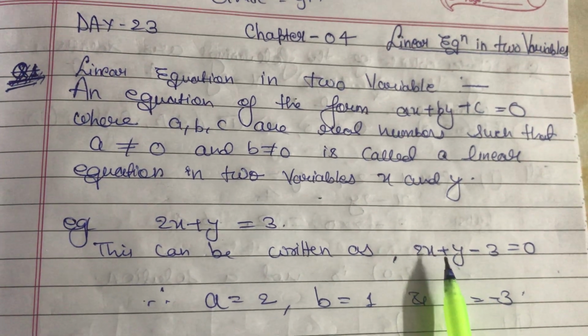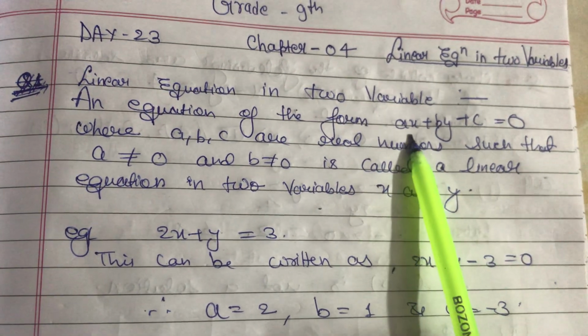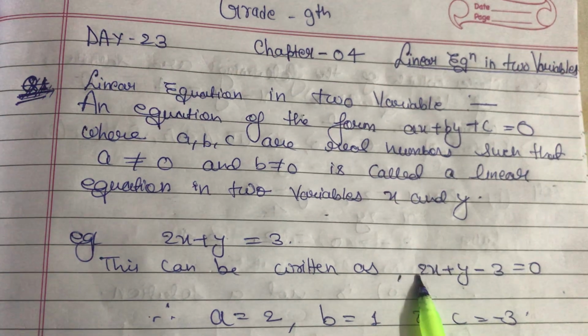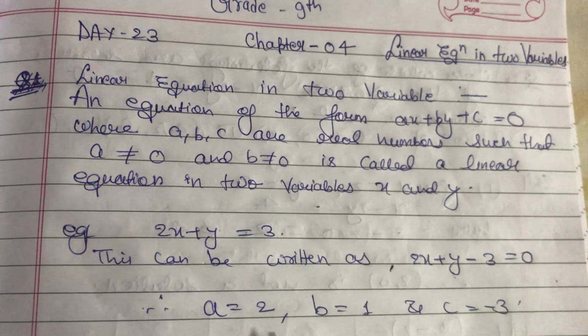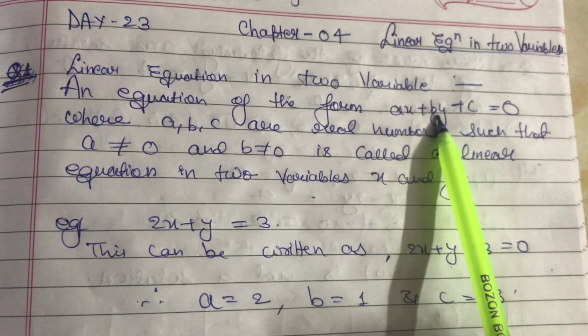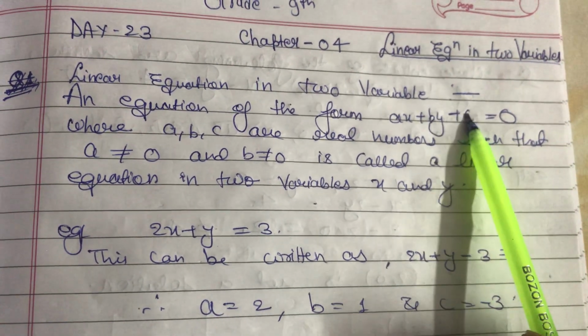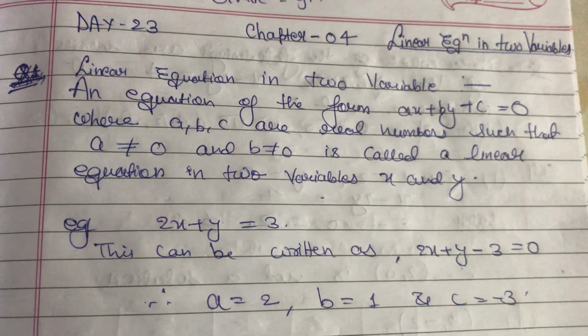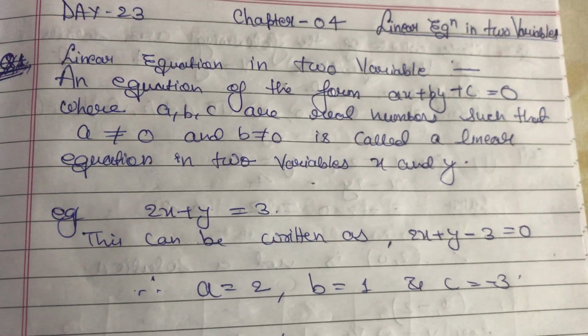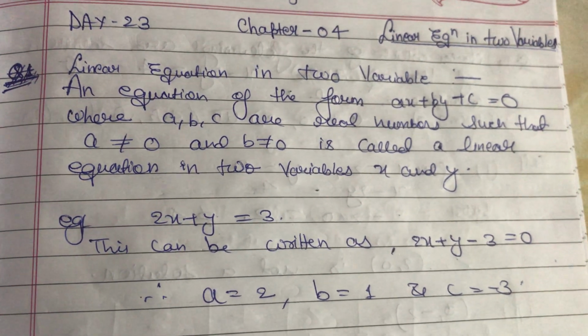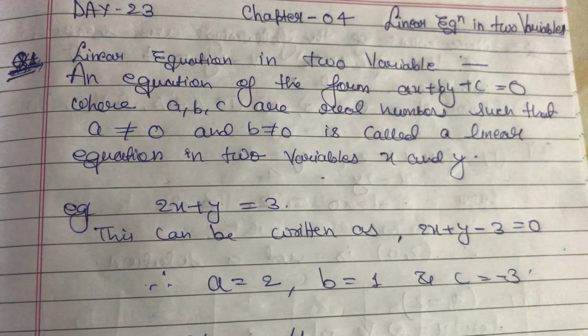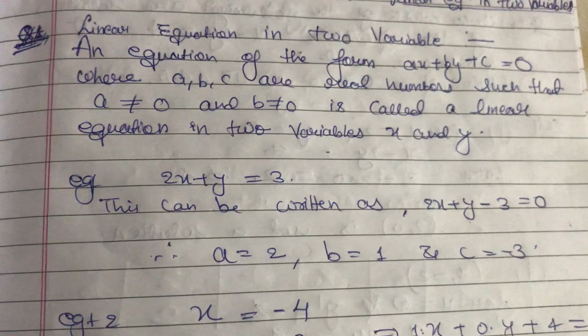Now if you compare this equation with the standard one, what is the value of a? That is 2. So the value of a is 2. What is the value of b? Which is 1. And what is the value of c? Which is minus 3. So the values of a, b, c are 2, 1 and minus 3. So this is how we represent linear equation in two variables.